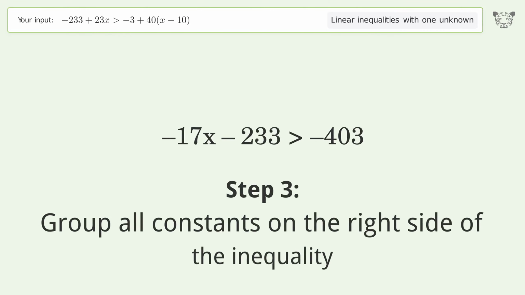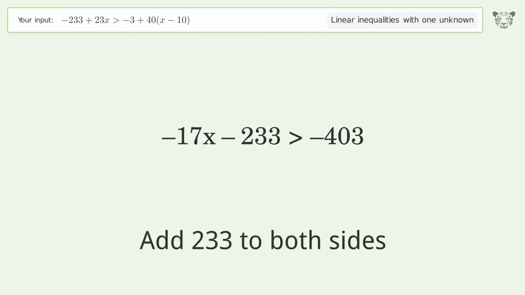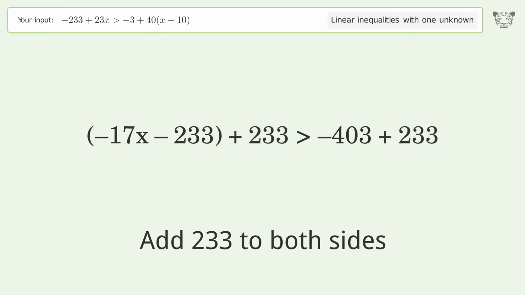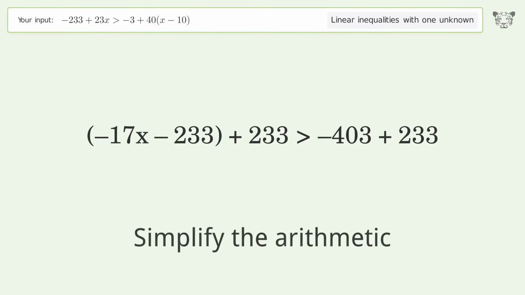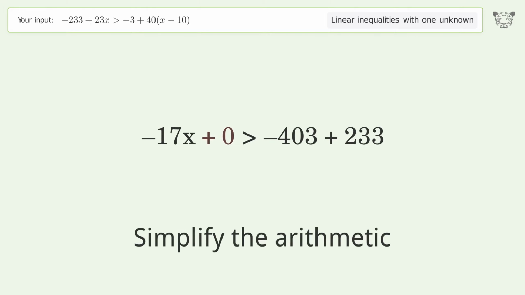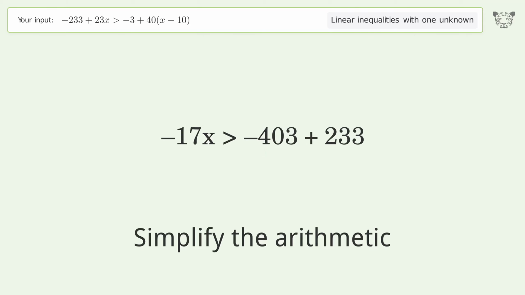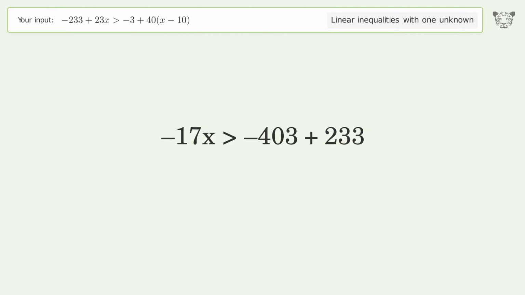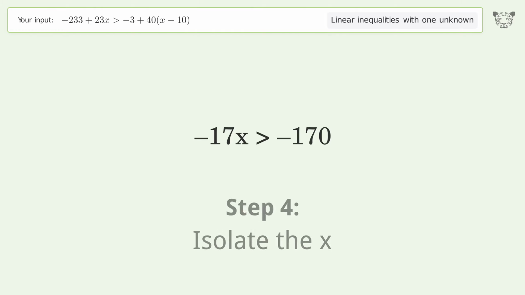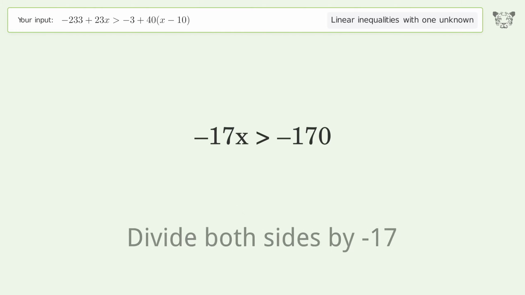Group all constants on the right side of the inequality. Add 233 to both sides. Simplify the arithmetic. Isolate the x. Divide both sides by -17.